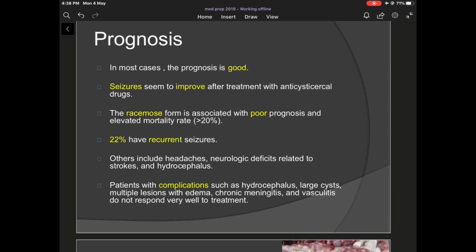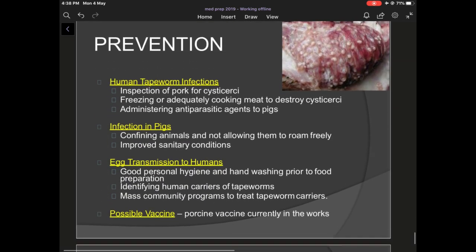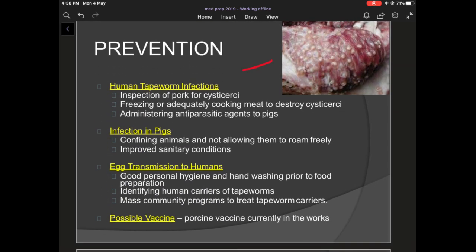Other patient symptoms can include headaches, neurological deficits related to strokes, and hydrocephalus. The patients with complications such as hydrocephalus, multiple lesions, and large cysts with perilesional edema and chronic meningitis along with vasculitis sometimes do not respond to treatment that well. So what can we do for prevention? Very nice image, I must say. See some number of cysts present.